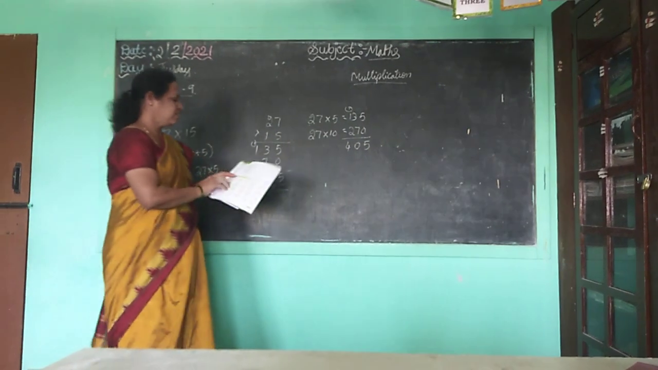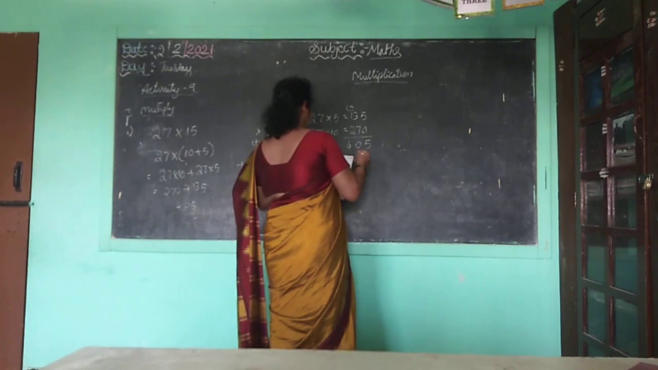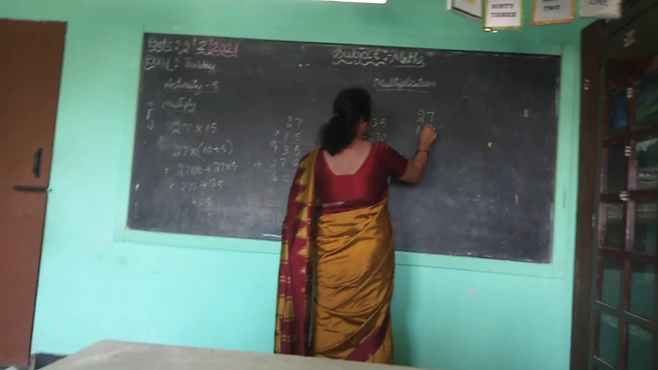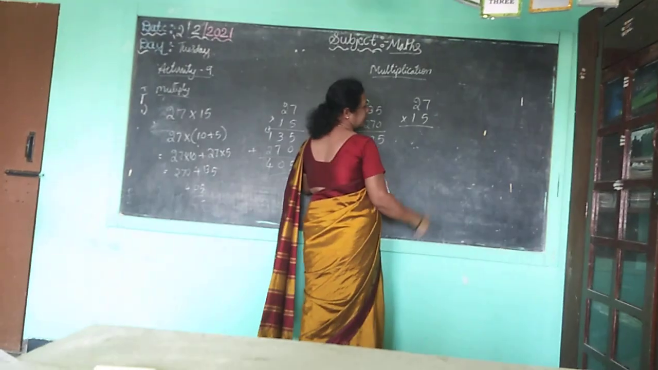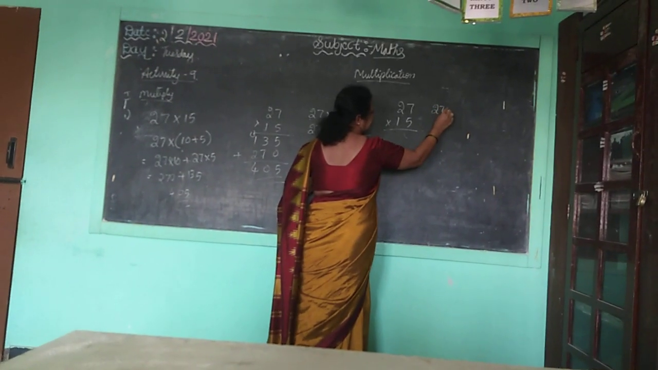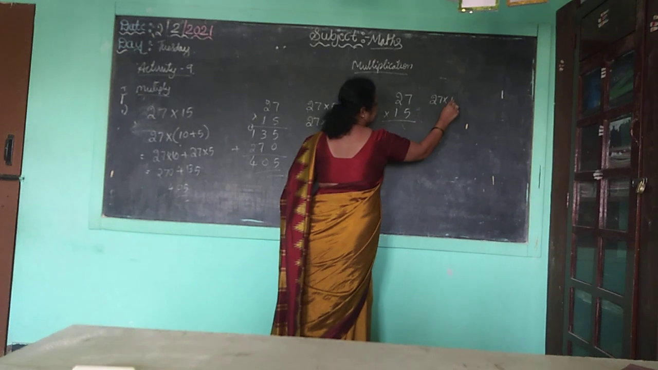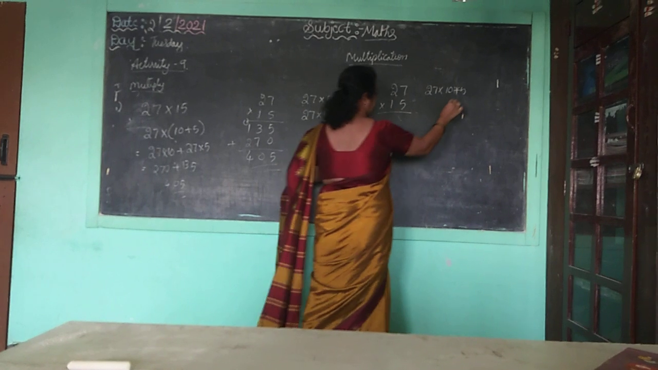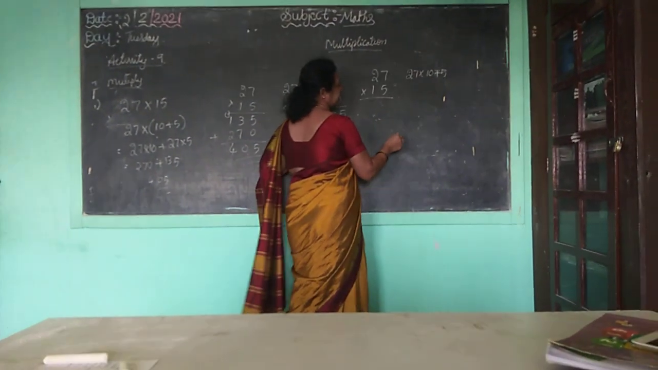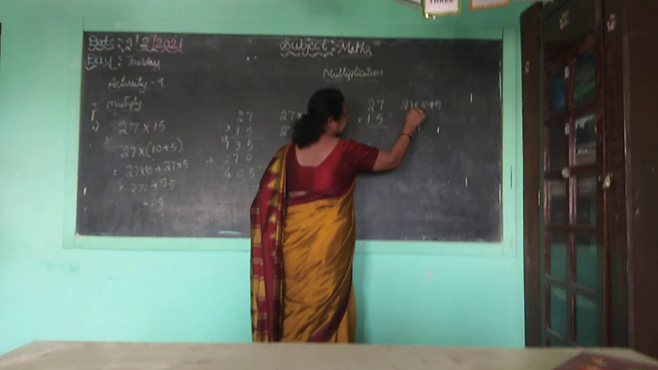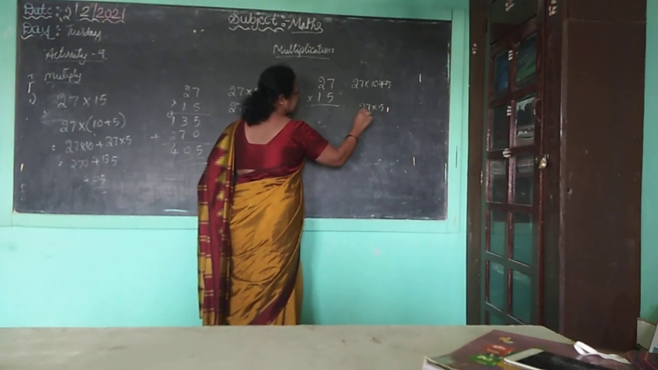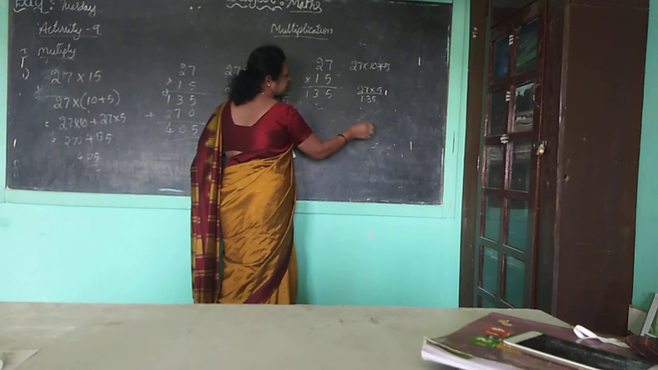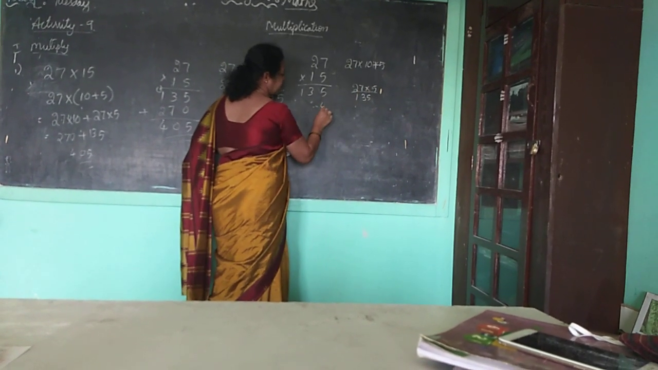See, another one I will show, how you can do it like that. You can expand now. See here: 27 multiplied by 15. Expand this one: 10 plus 5. Okay children, 10 plus 5 is given. Expand that number and write here. First, 27 into 5. 27 into 5 is how much, children? 135. Right? 135. Now 27 into 10 is 270.